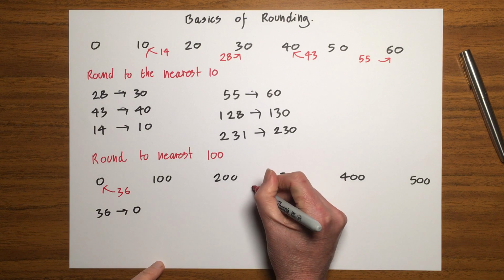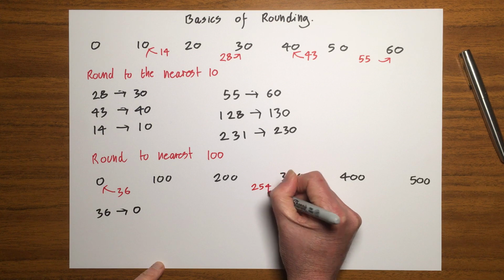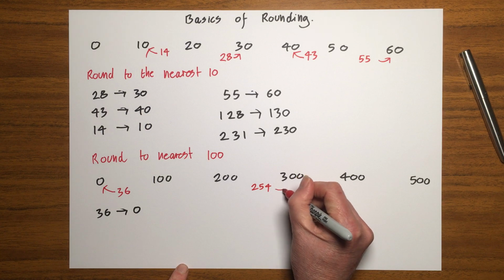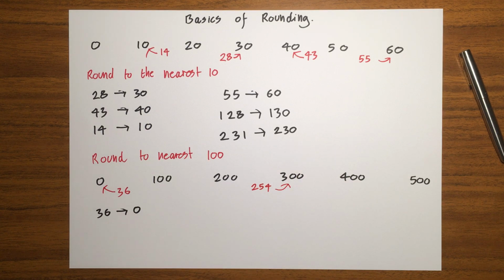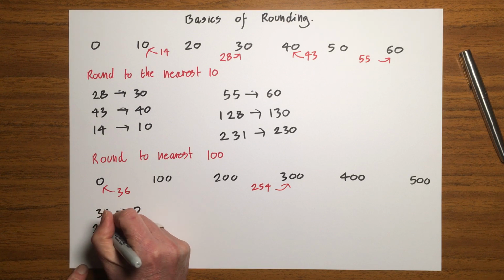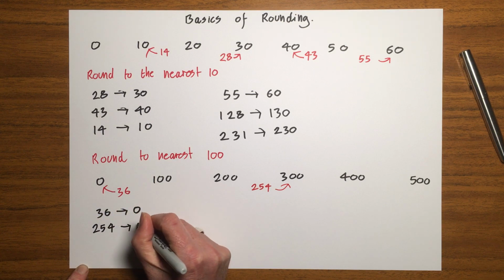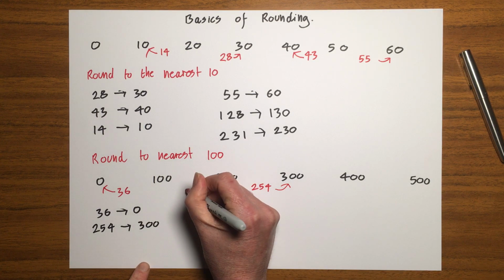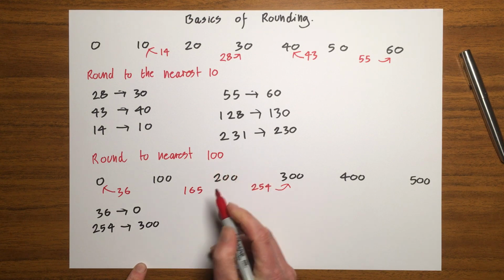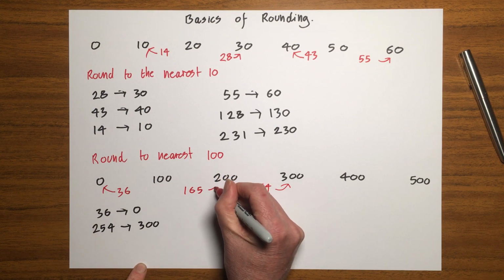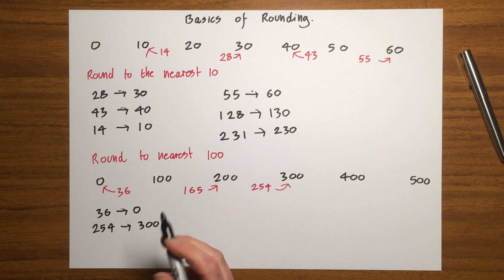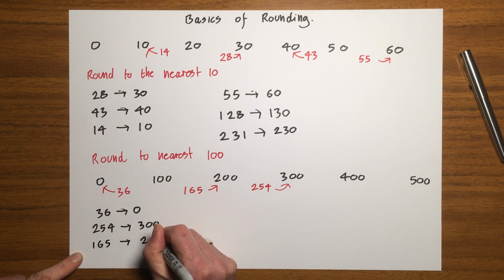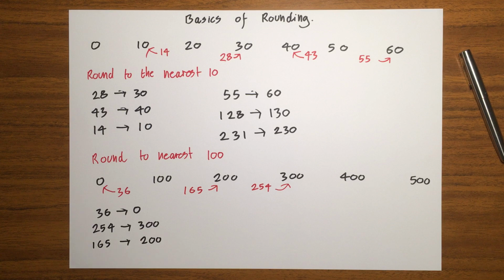If I put in 254, well, that's just slightly over 250, so it's more than halfway and it will go to 300. So 254 goes to 300, and it will always be like this. 165 is closer to 200 than 100, so it will round up to 200. 165 up to 200.